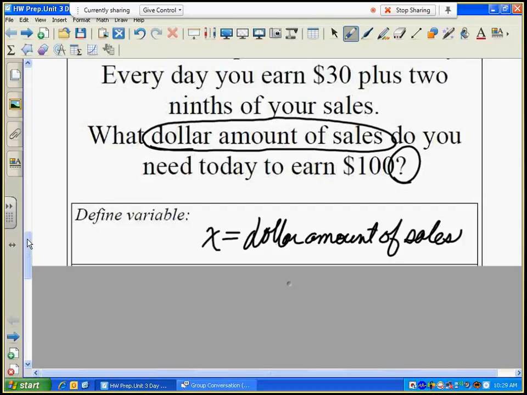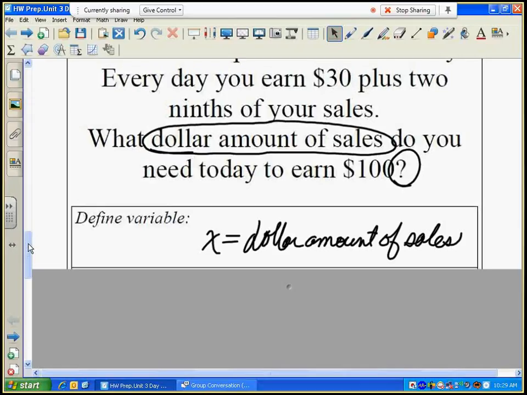Okay, and of course we're going to need enough to earn $100. Okay, let's begin to translate this. It says every day you earn $30 plus, okay, well that's 30, plus 2/9 of your sales. Okay, well we know that 2/9 looks like a fraction. It's 2 over 9, of your sales.